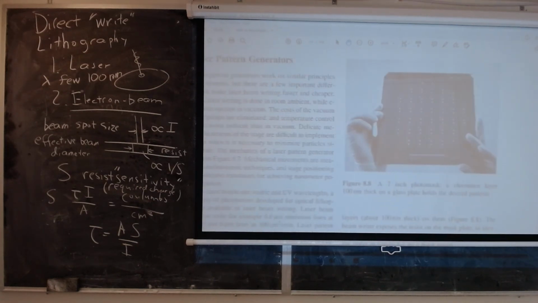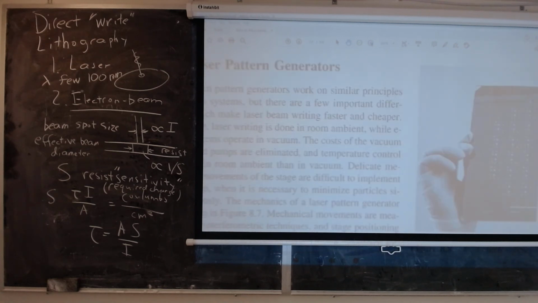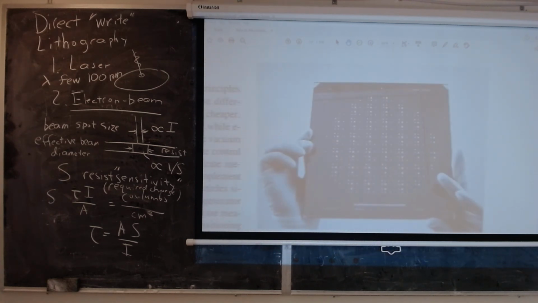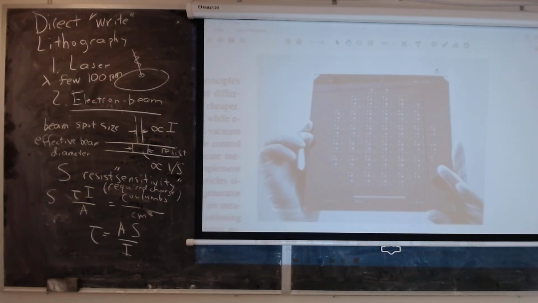So this is a photograph of a 7-inch photomask, and you can see that it's a plate of glass with a layer of chromium. It could be other metals. We'll talk about that in a little bit. Basically, this mask was fabricated, not by liftoff.